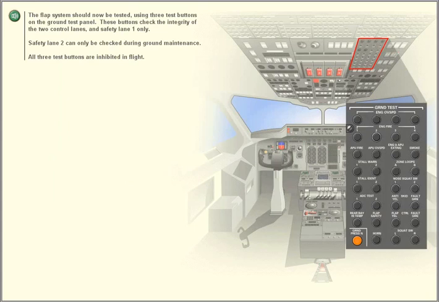The flap system should now be tested using 3 test buttons on the ground test panel. These buttons check the integrity of the 2 control lanes and safety lane 1 only. Safety lane 2 can only be checked during ground maintenance. All 3 test buttons are inhibited in flight.